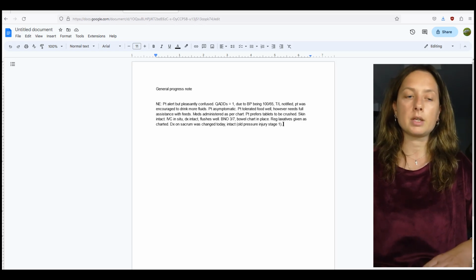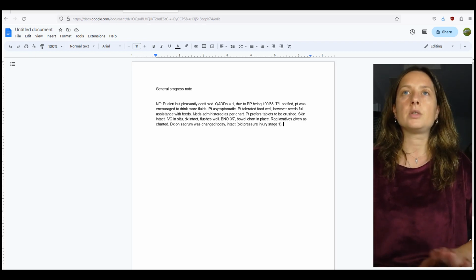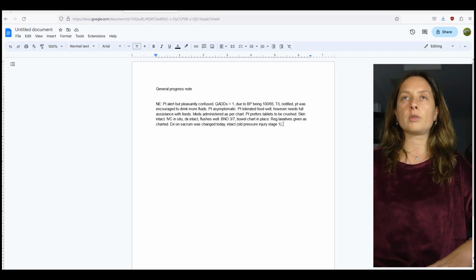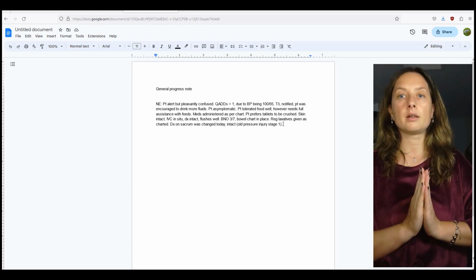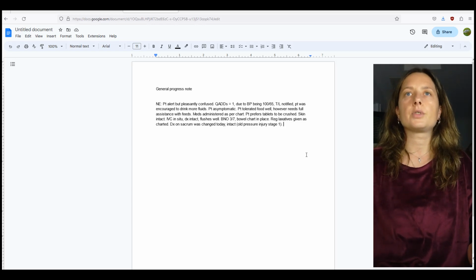have to be really careful, okay, especially with those people who come from aged care facilities. A lot of them have pressure injuries, okay, so we need to document it and check the skin on admission. Very important to do that. Okay, so dressing on sacrum was changed today, intact, old pressure injury, stage 1.